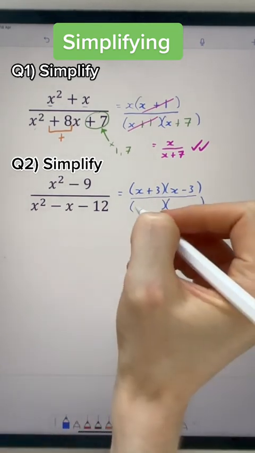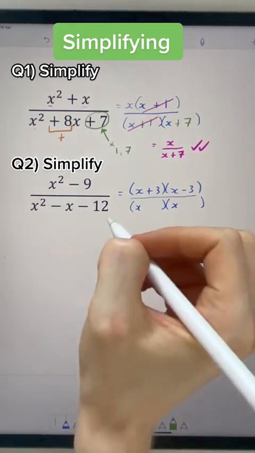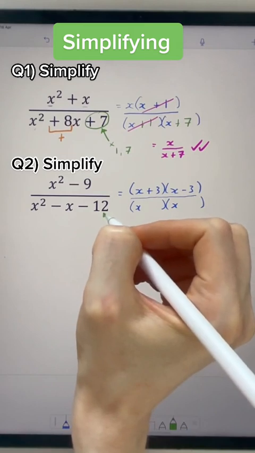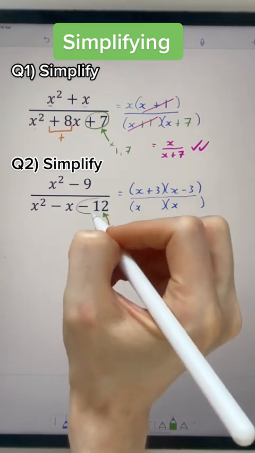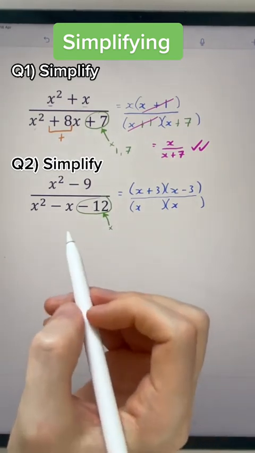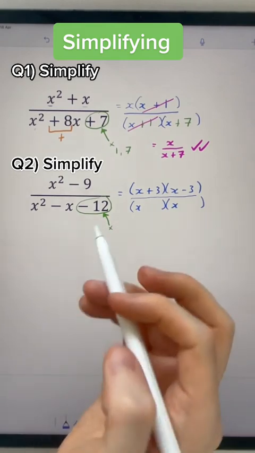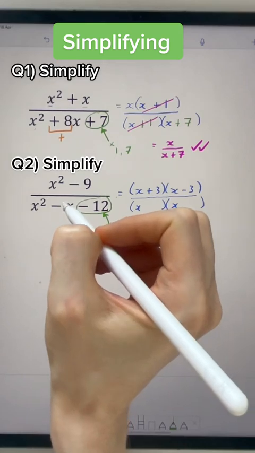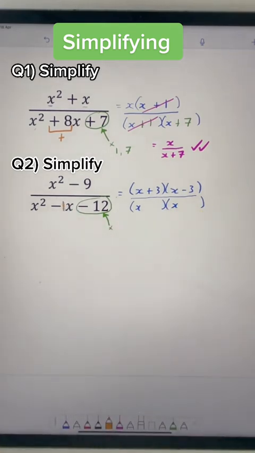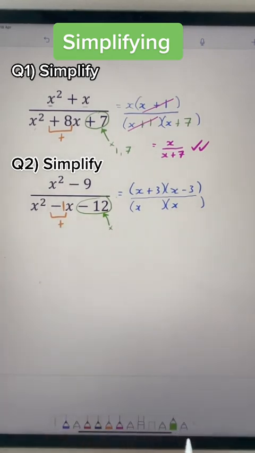As it starts x squared, we're going to place a single x in each bracket. This time we want to find two numbers that multiply together to give us our constant, i.e. our number term, which in this case is negative 12. And the same two numbers must add together to give us the number in front of the single letter. If there's no number in front of a single letter, there's always an invisible 1. Hence, negative x is the same as negative 1x. So in this case, I want to find two numbers that multiply to give us negative 12 and add together to give us negative 1.